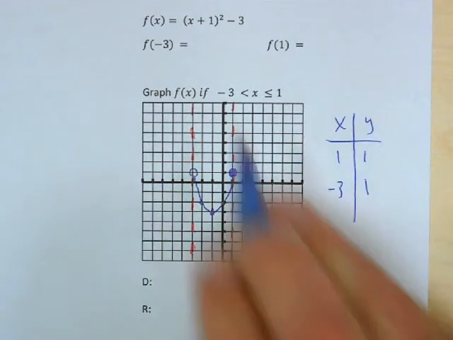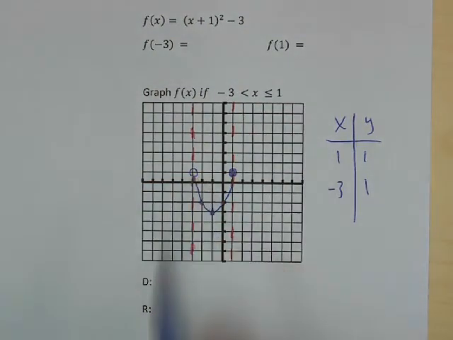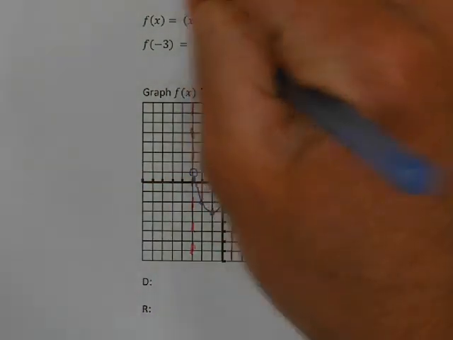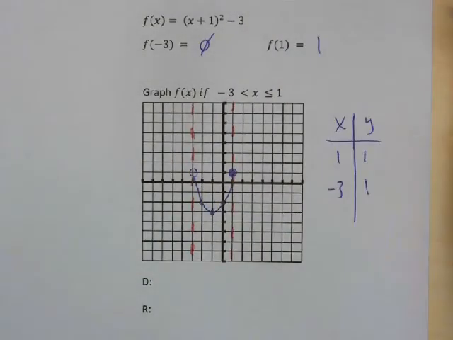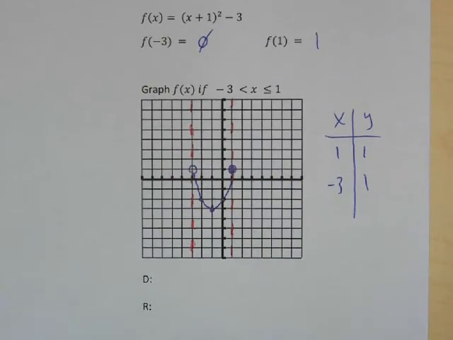Okay, so what is f of negative 3? Well, that point doesn't exist. That's not part of our function. What's f of 1? When x is 1, y is 1. So then that one does have an answer of 1. All right, and the last part, what's the domain and range?